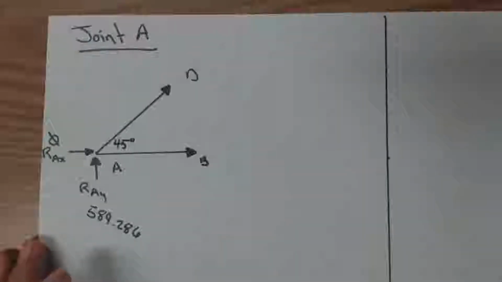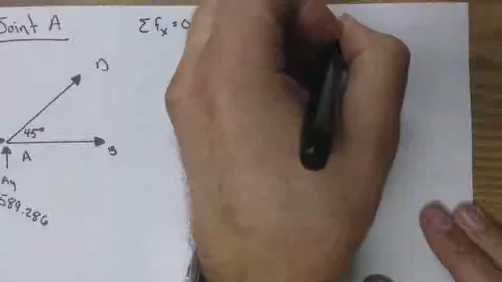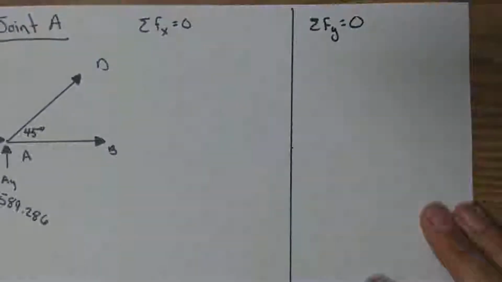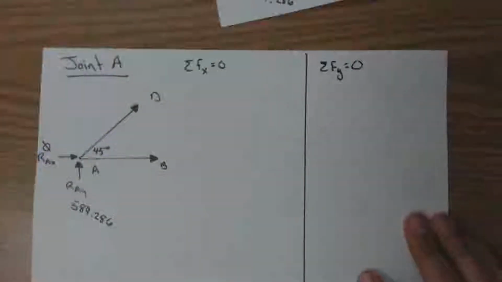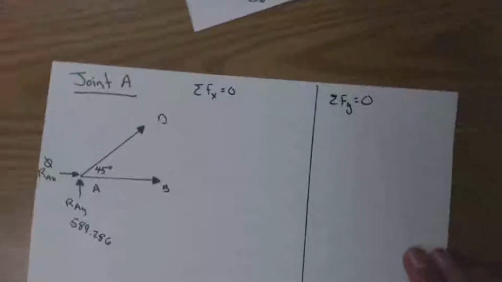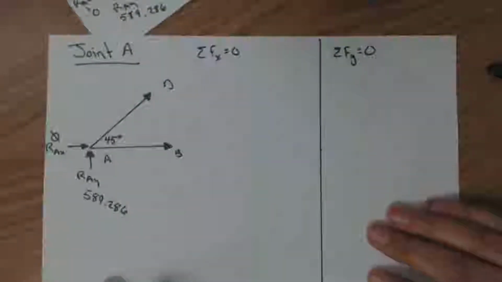Let's keep going. Just like we did in the beginning, we have to find the sum of our forces in our x. The sum of our forces in our x-axis must equal 0. And the sum of our forces in our y-axis must equal 0. You only have to do moments the very first time. After you've done it once, you're fine.